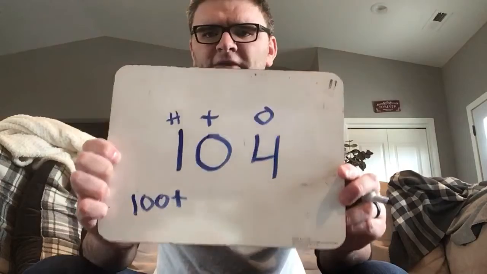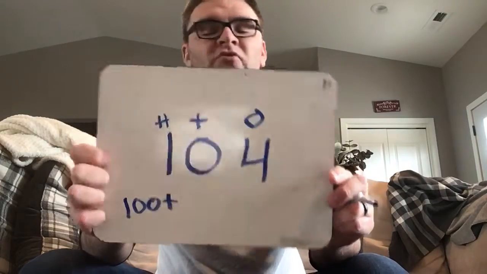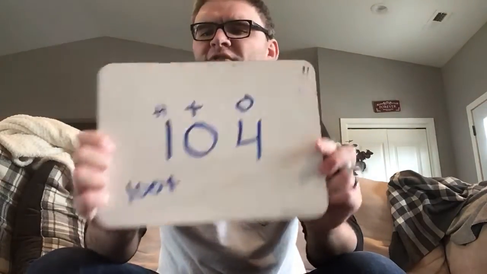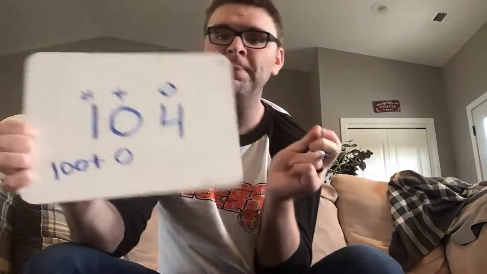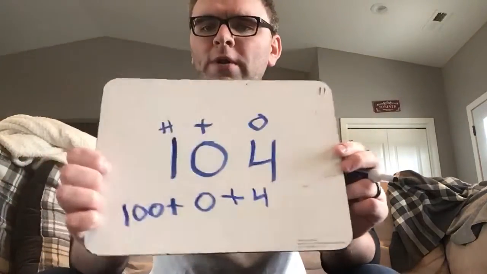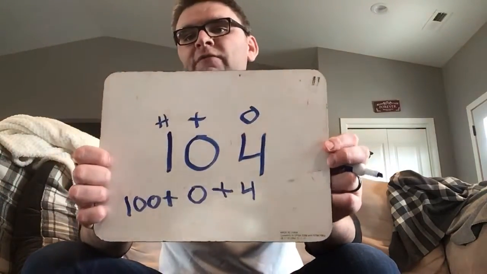Now things get a little bit tricky, but it's not that tricky. If there's nothing in the tens place, there's nothing there, but I shouldn't just skip it. So what I'll do is I'll just show that there's nothing there with a 0. 100 plus 0 tens plus 4 ones. Now that becomes important. 100 plus 0 plus 4 equals 104.